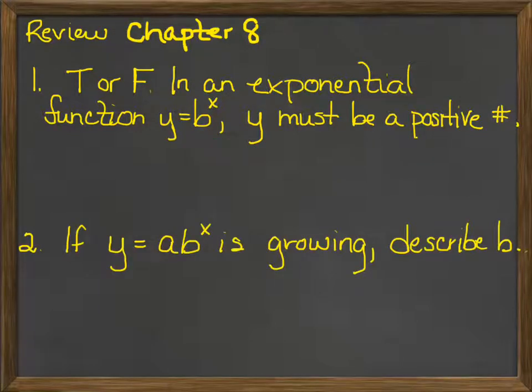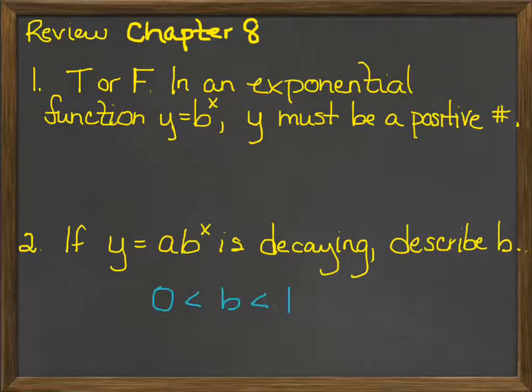If this function, y equals a, b to the x, is growing. It's a graph of growth. Describe b. B would have to be greater than 1. If it's decaying, b would have to be a number in between 0 and 1. In other words, it's a fraction.